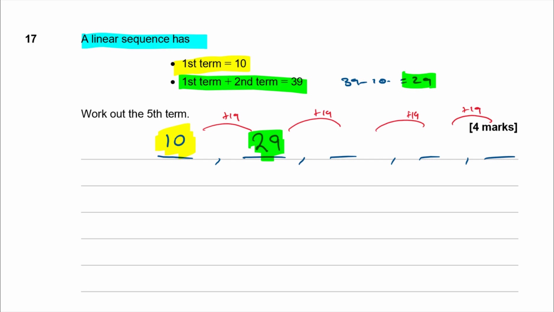Okay, so I just need to count up in 19s from 29 then. So 29 plus 19, what's that? 39, 48. Plus another 19 is what? 48, 58, 67. And 67 add 19, 67, 77, 86, isn't it? So then that's going to be my last term that I'm interested in, the fifth term. So my fifth term is going to be 86. U5, fifth term, is 86.